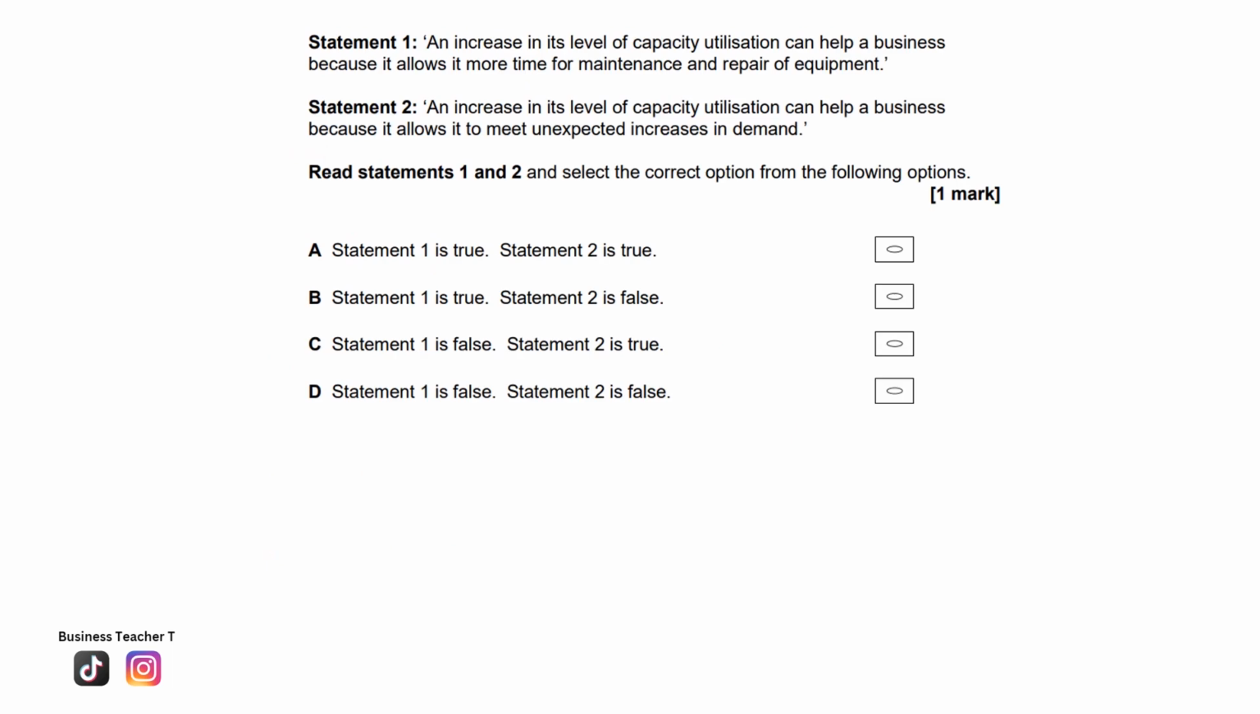Next question. Statement 1. An increase in its level of capacity utilization can help a business because it allows it more time for maintenance and repair of equipment. Statement 2. An increase in its level of capacity utilization can help a business because it allows it to meet unexpected increases in demand. Read statements 1 and 2 and select the correct option from the following options. A. Statement 1 is true, statement 2 is true. B. Statement 1 is true, statement 2 is false. C. Statement 1 is false, statement 2 is true. Or D. Statement 1 is false, statement 2 is false.